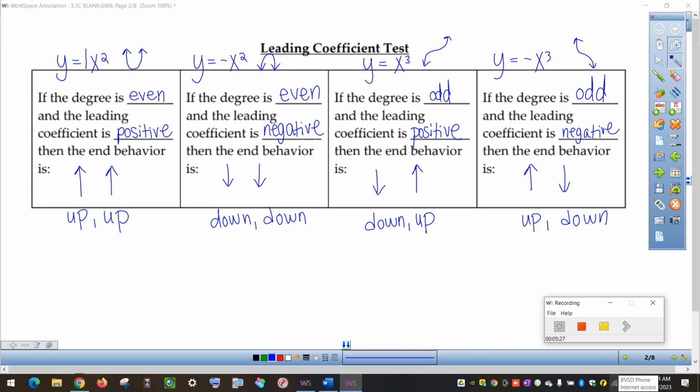Okay, so let's talk about strategies for how we are going to use this information, how I suggest you use this table. At first, you're going to want to make sure you have this in front of you. Your goal for an equation is to identify the degree, identify the leading coefficient, look at this table, figure out what category it matches, and use the table to answer the question for the end behavior.